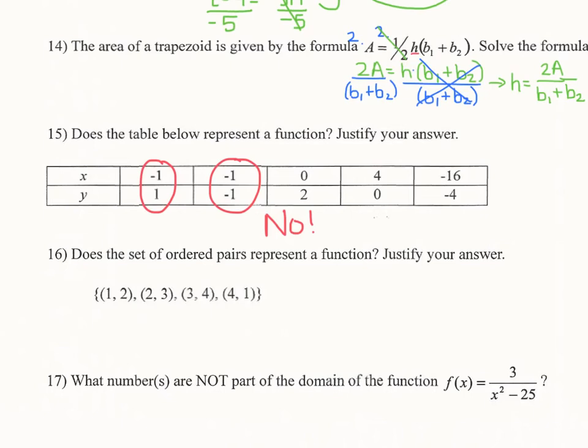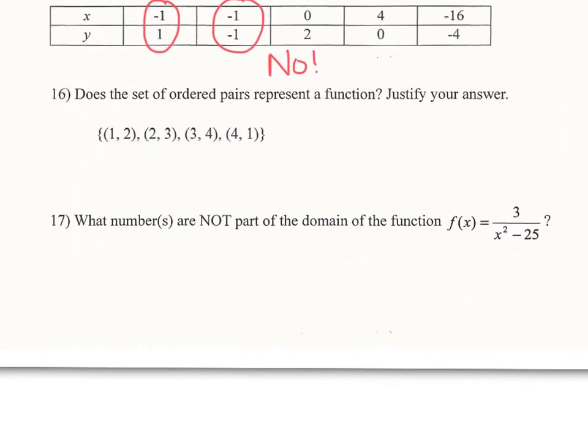Okay, what about number 16? The set of ordered pairs represent a function. Same idea. You're still looking at your x values. It's just that your x values are in these ordered pairs. So if I look at just my x values, none of those repeat. 1 is only matched up with 2.